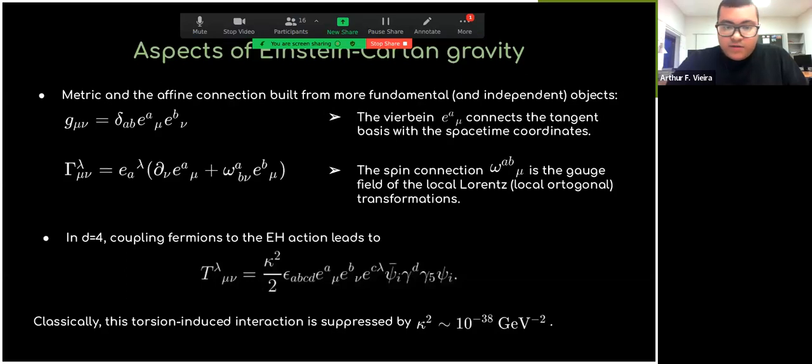Okay, and one comment here is that in 4 dimensions, this is the typical formalism that one uses in order to couple fermions to gravity. So, for instance, in 4 dimensions, if you want to couple fermions to the Einstein-Hilbert action, this will lead to a relation between the torsion and the fermion bilinears. But the torsion is proportional to these fermion bilinears, and the proportionality constant is actually the inverse of the Planck mass squared. So you see that this torsion-induced interaction is highly suppressed, at least at the classical level. So from this type of calculation, we cannot say anything about the quantum level.